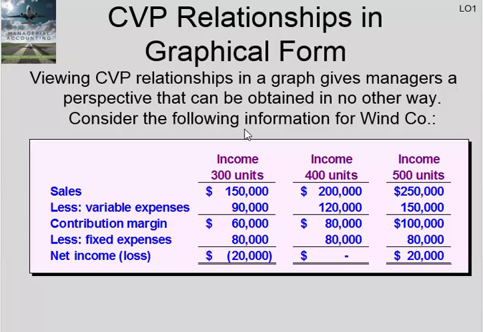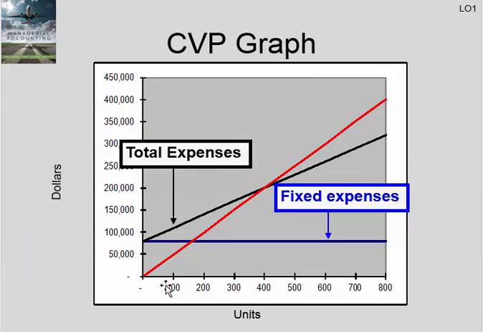So looking at our wind bicycle example here again, different levels of output here. In this particular case, we're looking at 300, 400, and 500. Really it's the whole relationship there. So if we are to graph them now, let's think about how this actually looks. We've got the sales in red, right? So sell 0 items, have 0 revenue. Every time you sell one more item, you get a bit more revenue and so on. So it's going to start at 0 and move up like this.